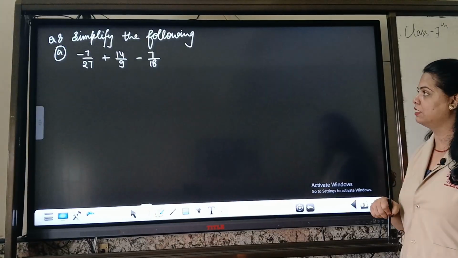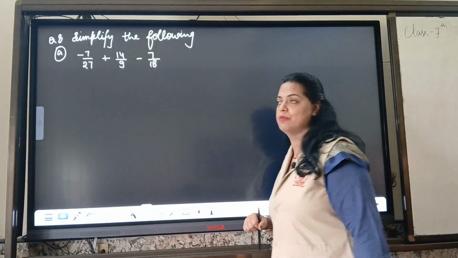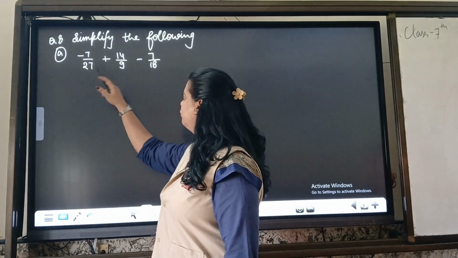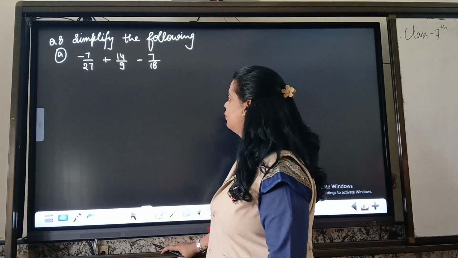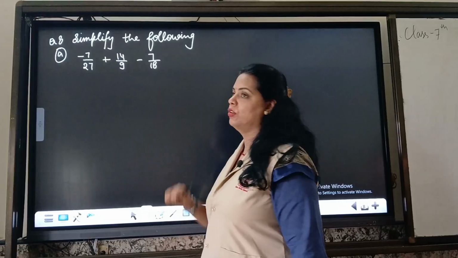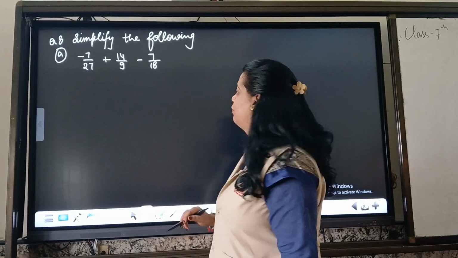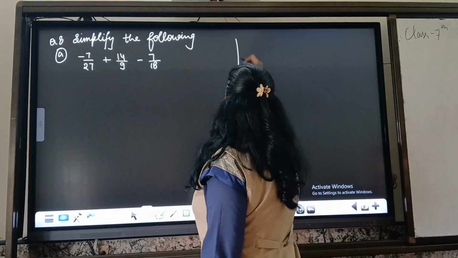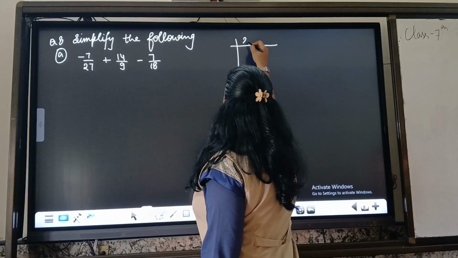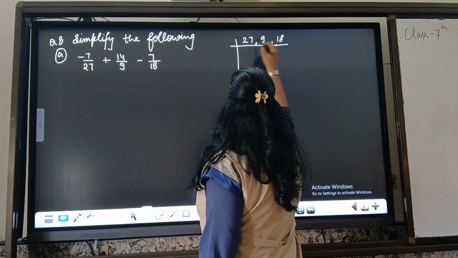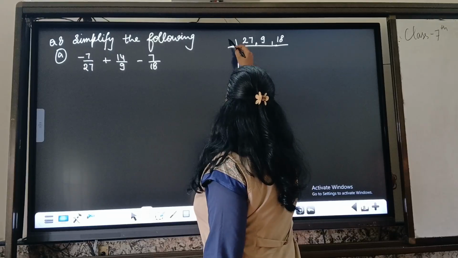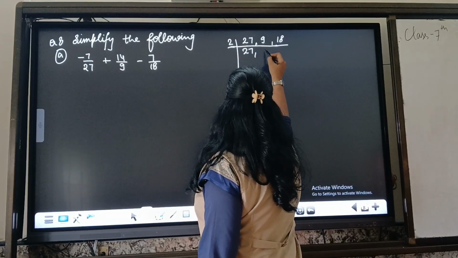Moving towards the next question, which is question number 8. Simplify the following. Here we have 3 different numbers and we have to find the LCM of these numbers first of all. If you find the LCM, it would be 54. Let me show you here. 27, 9 and 18. We are going to take the table of 2, 27 as it is, 9 as it is.